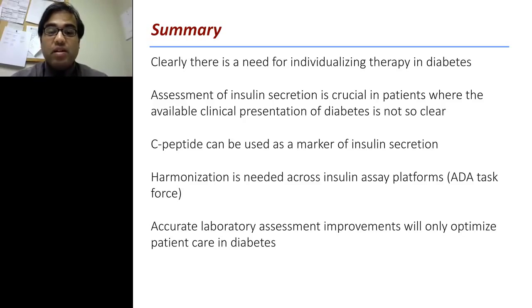Sadly, we still need a lot of harmonization when it comes to insulin assay platforms, but definitely we are moving in the right direction for, again, population-wide recommendation. And most importantly, we're hoping that accurate and meaningful laboratory assessment will improve and optimize patient care in diabetes.